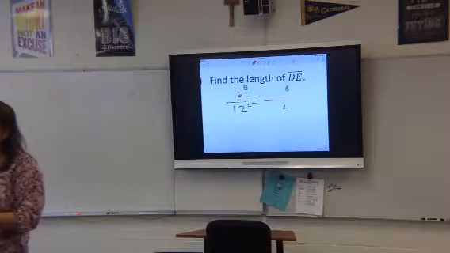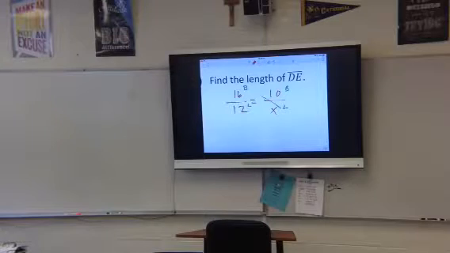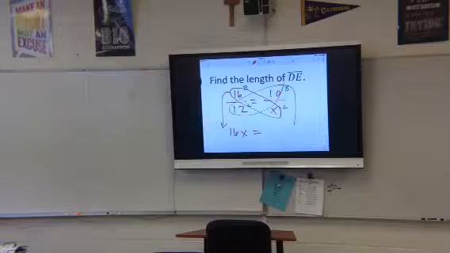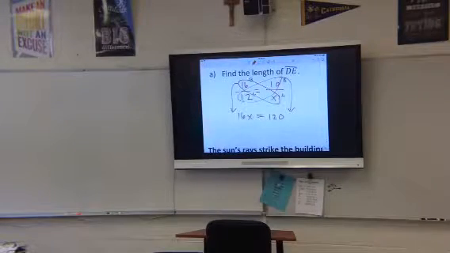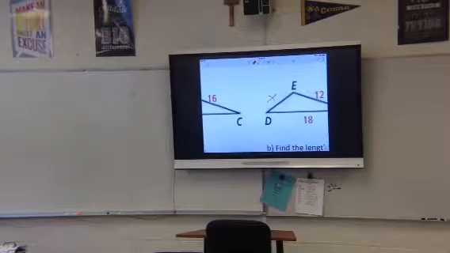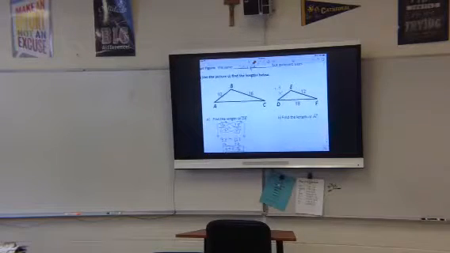Now we're going to cross multiply. I'm going to take 16 times X, and what do we get there? 16X equals, and then take 12 times 10 and get 120. Now what are we going to do to solve it? Divide by 16. And we end up with 7.5 is X. So back up here, if I really wanted to put in the measure, I could put 7.5 right here.